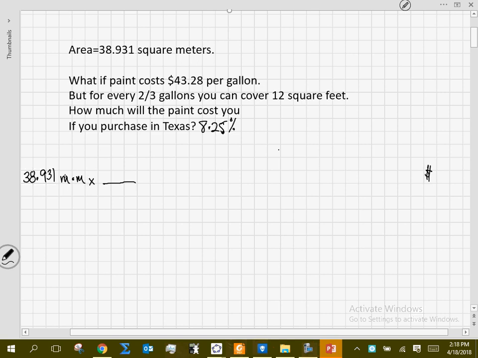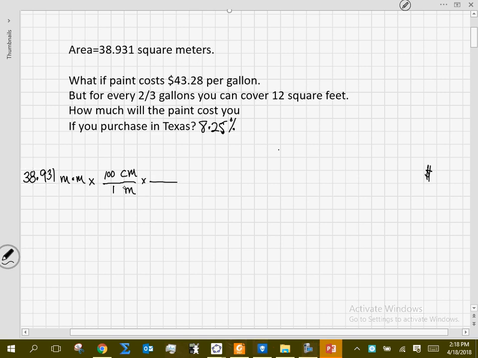We want to get these meters to disappear. We want dollars to show up. The only way I know how to get meters to disappear is to relate it to something a little bit smaller. Would meters and centimeters relate to one another? How many centimeters are there in a meter? Like 100? 100. Centi means 100.